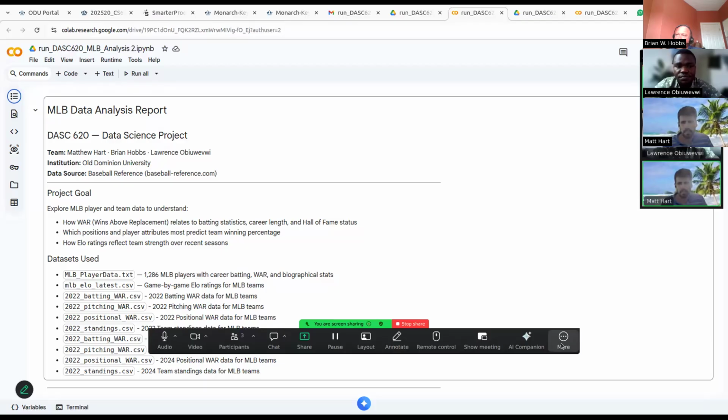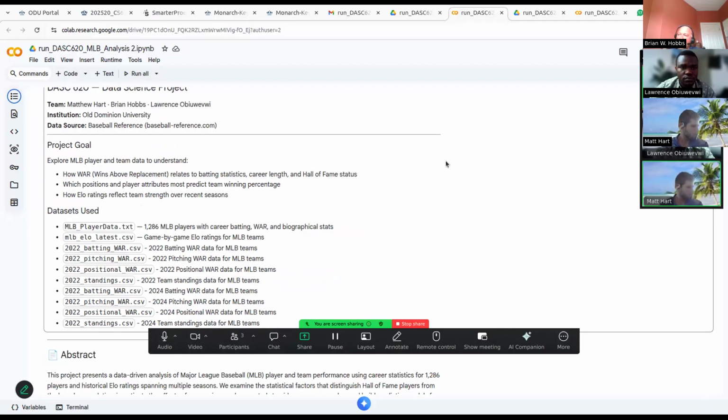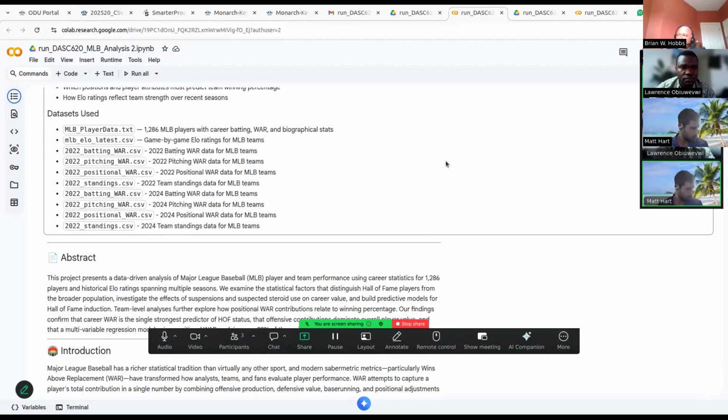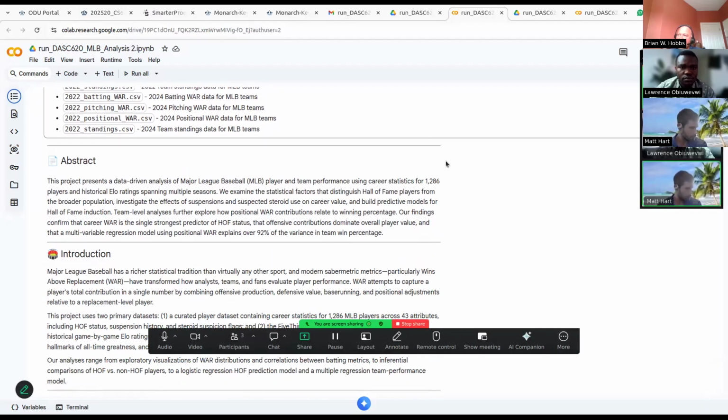Hello, everyone. My name is Brian, and I am joined by my research partners, Matt and Lawrence. Today we will be presenting our study examining the relationship between wins above replacement, or WAR, and team and player career success during and as of the 2022 and 2024 Major League Baseball seasons.